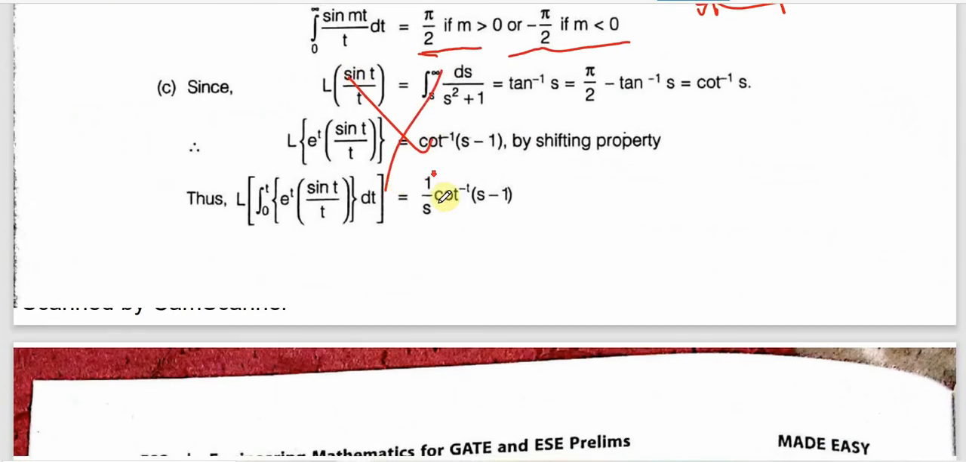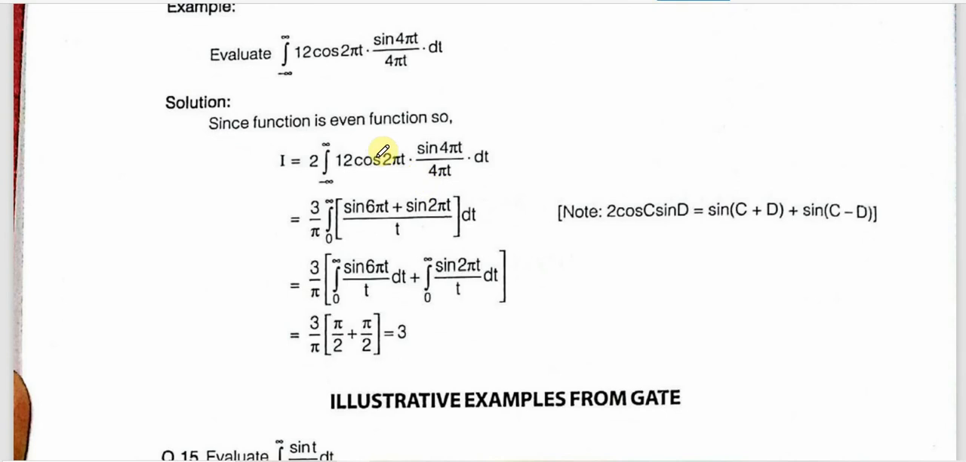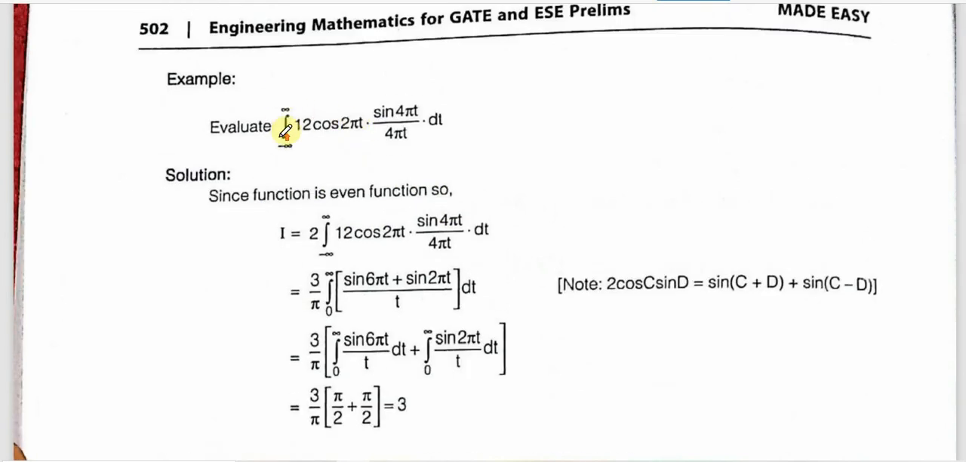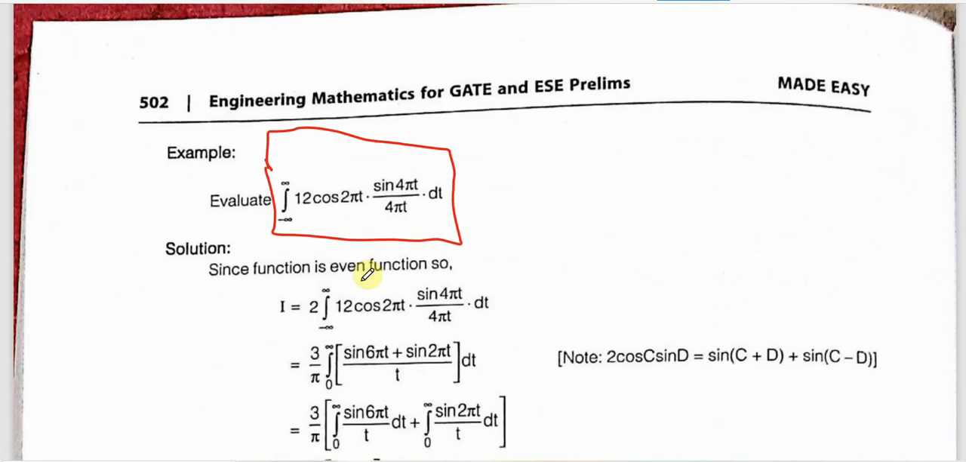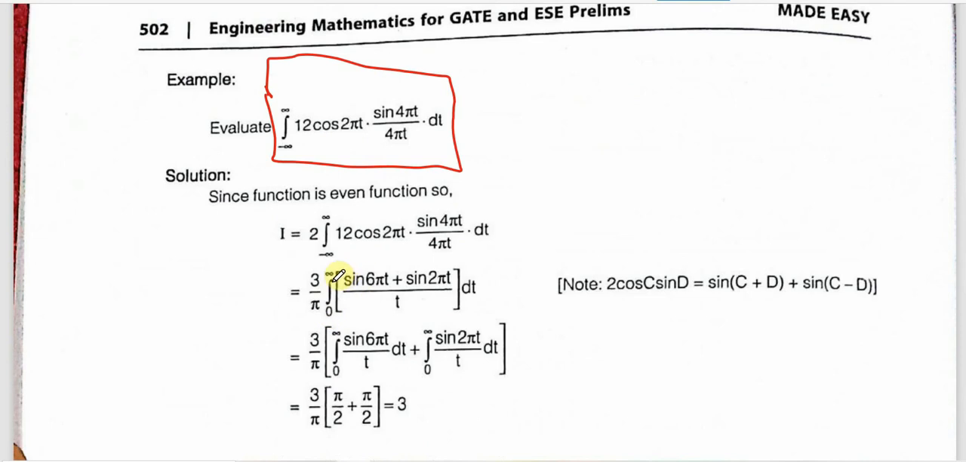Here a mistake was done. Now the next problem is this one. If the limits are minus infinity to plus infinity, or minus m to plus m, what we generally do is check first whether it is an even function or an odd function. If it were an odd function, then its value would be 0. Since it is an even function, its integration will be twice the integral from 0 to infinity.